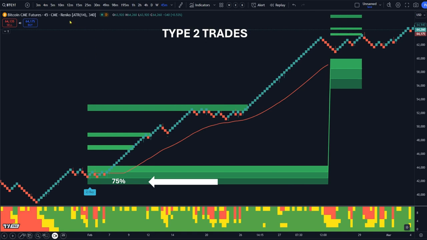Bitcoin futures, but also on this 45 Renko ATR chart, which really smooths out price action and works very well with the Slingshot there.